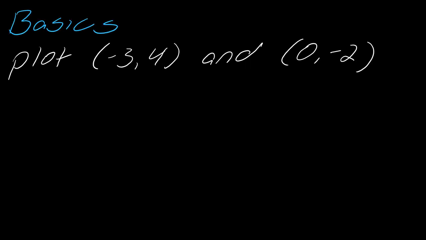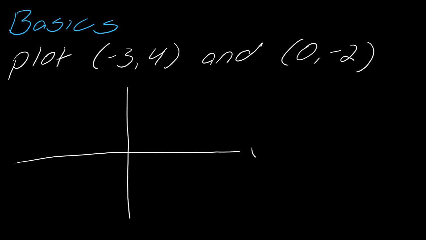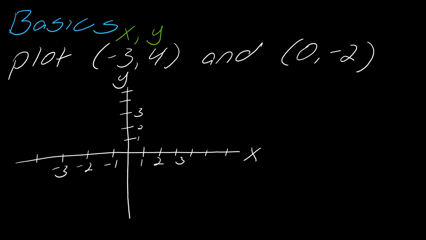So the first thing I thought would be good to review is plotting points. I've got the points (-3, 4) and (0, -2). So we're going to just draw our axes. Here's my x-axis, here's my y-axis. This is your x, this is your y, and this is the positive direction: 1, 2, 3, 1, 2, 3. This is the negative direction, and this is the other negative direction: -2, -3. So just a reminder of how that all works.